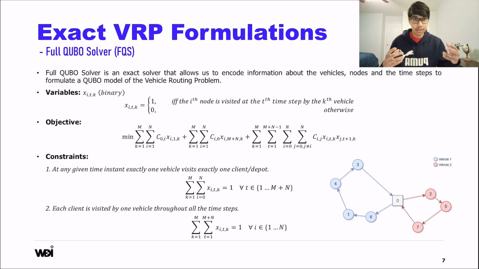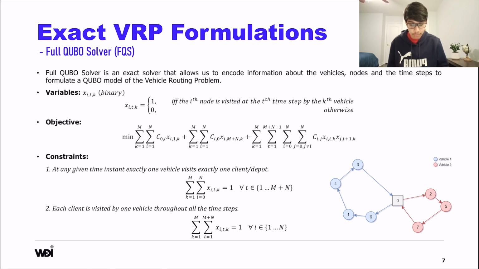The way this formulation works is that we have these binary variables x_itk, and x_itk is 1 if the ith node is visited at the tth time step by the kth vehicle, and it's 0 otherwise. So that's a bit of a lot, so feel free to pause to digest that.